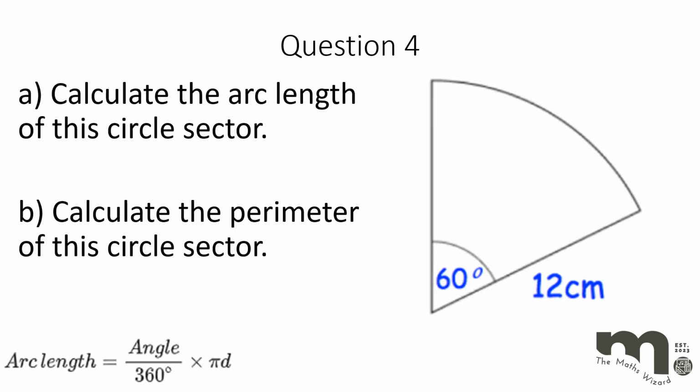Okay, so here is your first question. I've split this into two sections. What I'd first like you to do is work out just the arc length, so that is your curved edge on the outside of this circle sector. And then I'd like you to do the perimeter of the whole sector.